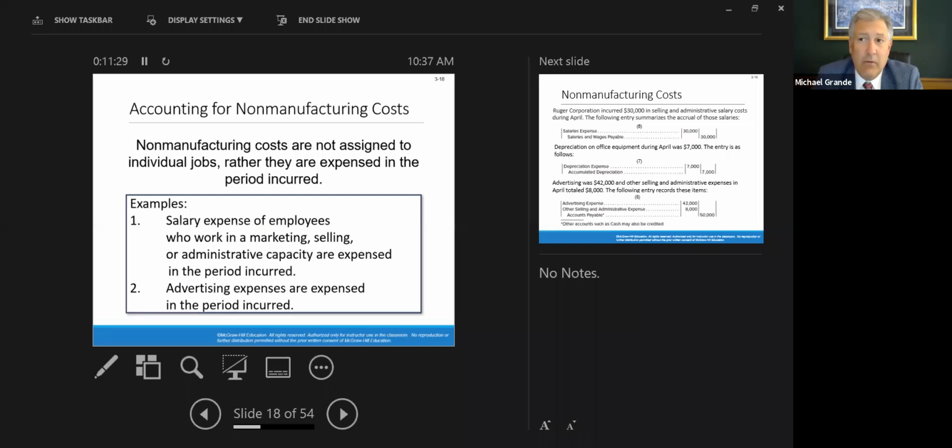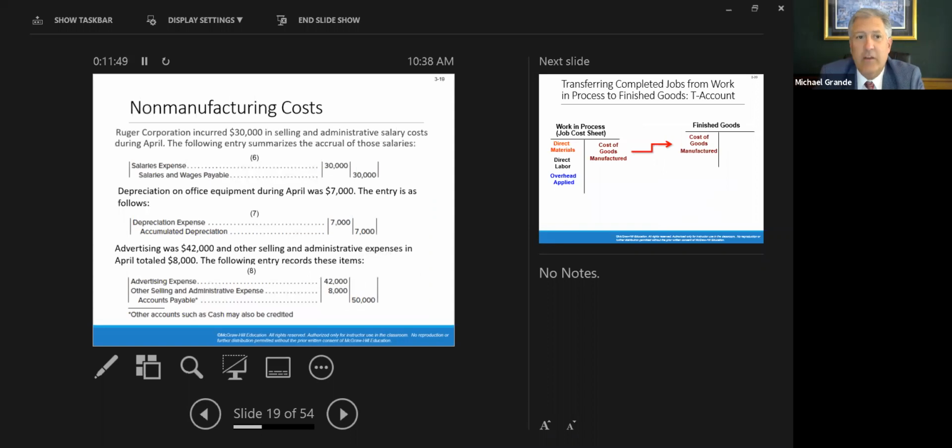What about non-manufacturing costs? What about period costs? Non-manufacturing costs are not assigned to individual jobs, rather they are expensed in the period incurred. Examples: salary expense for employees who work in marketing, selling, and administrative capacities, as well as advertising expenses. Here are some examples of period costs, non-manufacturing costs.